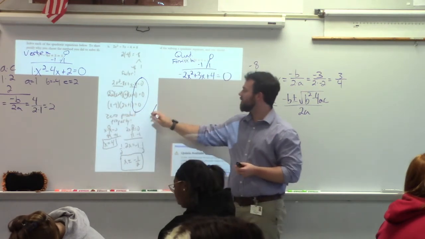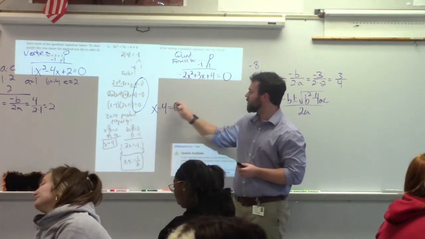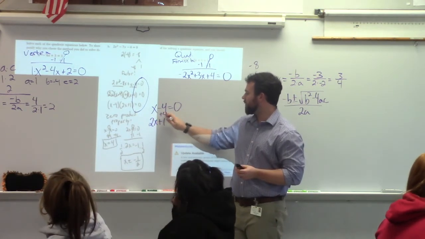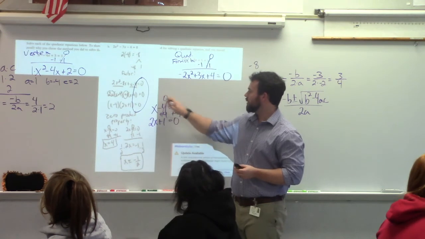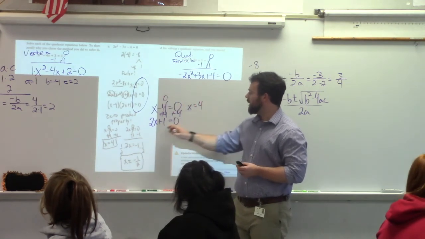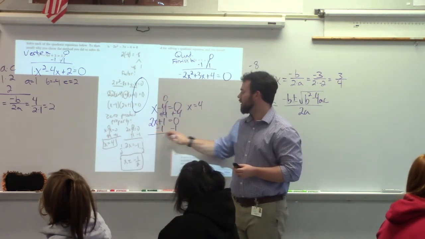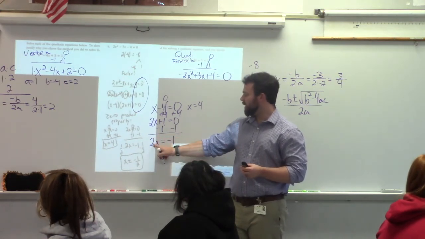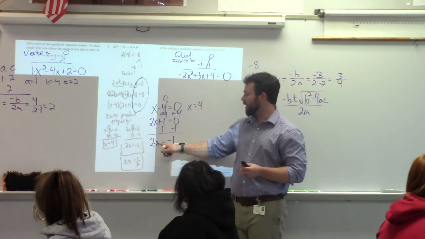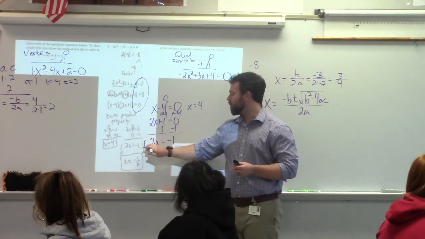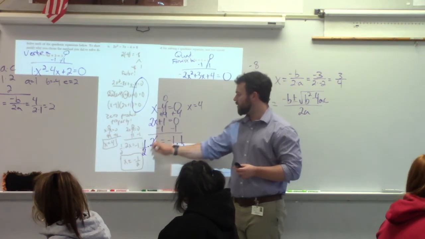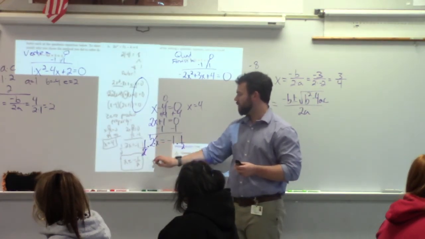Now I can set my factors equal to 0. And so here I add 4, and x is equal to 4. Here I subtract 1, and so, Logan, this will start to answer your question. I need to undo that multiplication by 2, so I multiply by 1/2, 1 divided by 2. Right, because 2 divided by 2 is 1.